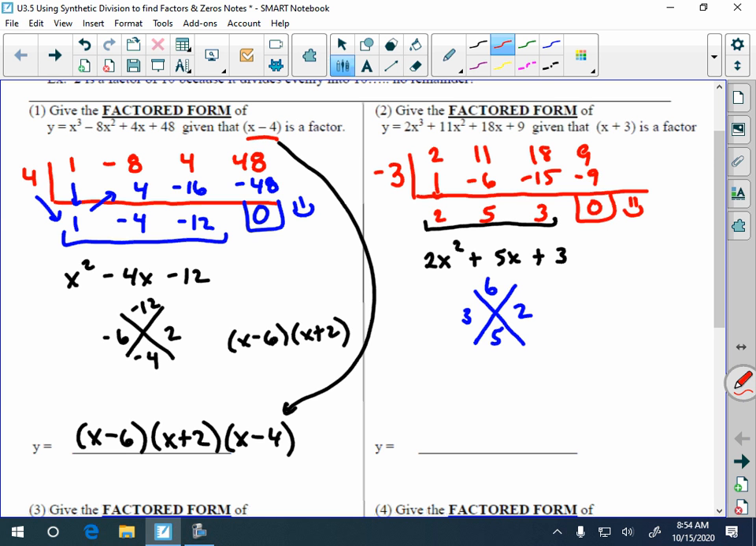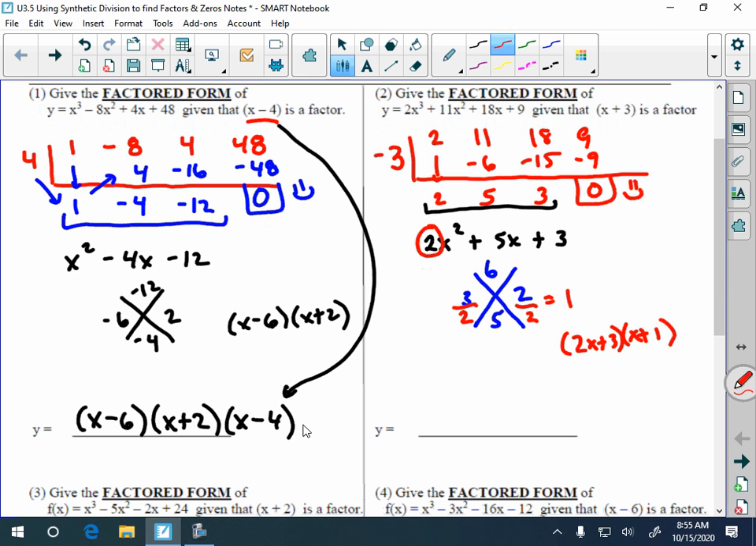All right, now, because we're leading off with the 2, we have to remember we have to divide those by 2. Simplify your fractions. That will simplify. All right, so the factors become 2x plus 3. Make sure you bring the bottom number up. x plus 1. All right, and now we'll go ahead and give the answer in factored form. So 2x plus 3, x plus 1, and then the one they gave us, x plus 3. So don't forget that one that they give you.